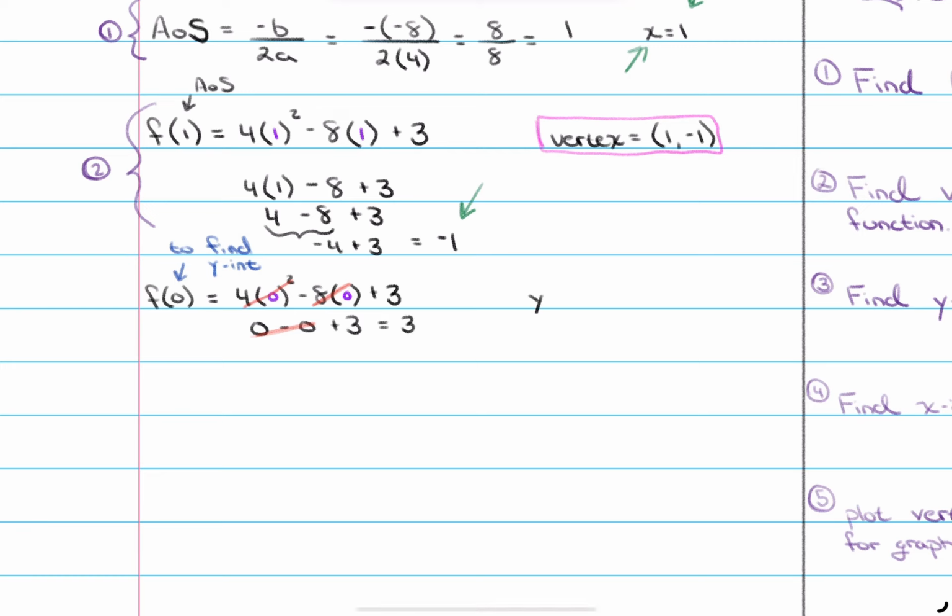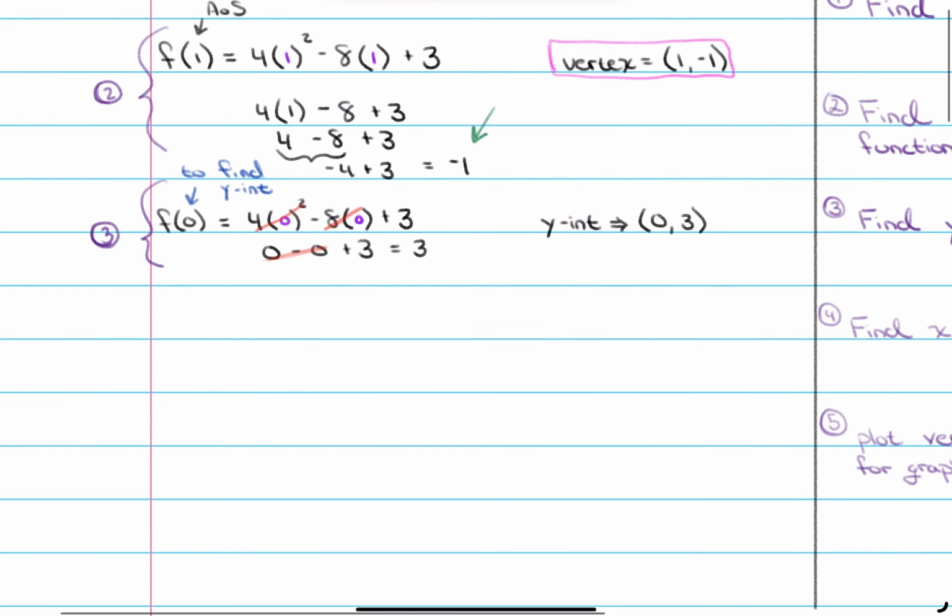So my y-intercept is 0, 3. Okay, this is where we're going to cross the y-axis on our graph. And that gives you step number 3. Step number 4, we are going to find the x-intercepts now. In order to find the x-intercepts, we have to either factor and solve, or we can use the quadratic formula. And I'm going to show you both so you have examples.